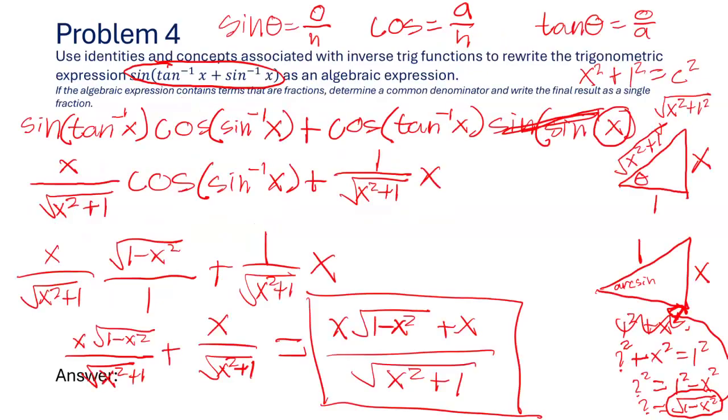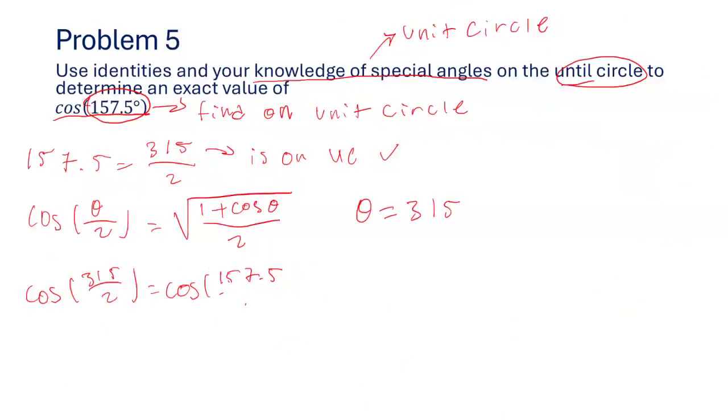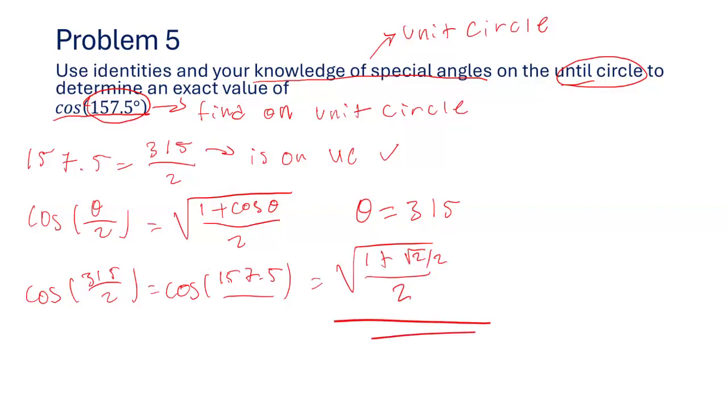Anyways, just underline that to the side. The square root of 1 plus the cosine of 315, which is root 2 over 2, all over 2. And you can keep simplifying that further, like you can rationalize it and everything, but this is a good enough answer for most professors.